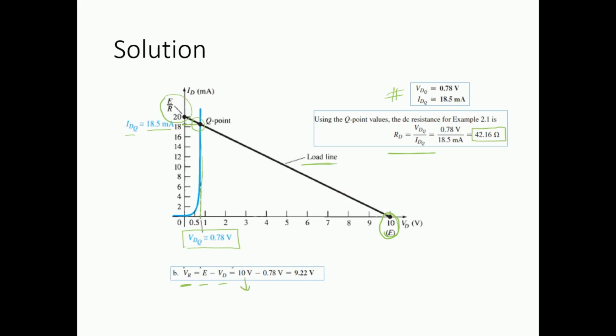E is the 10 volt source, and we are going to apply the voltage which is already figured out as VDQ over here. Thus we get that the voltage appearing across the load resistor is going to be 9.22 volts. So that is a simple problem where we find the load line and the values associated with it. So let us now look into this example with another perspective.